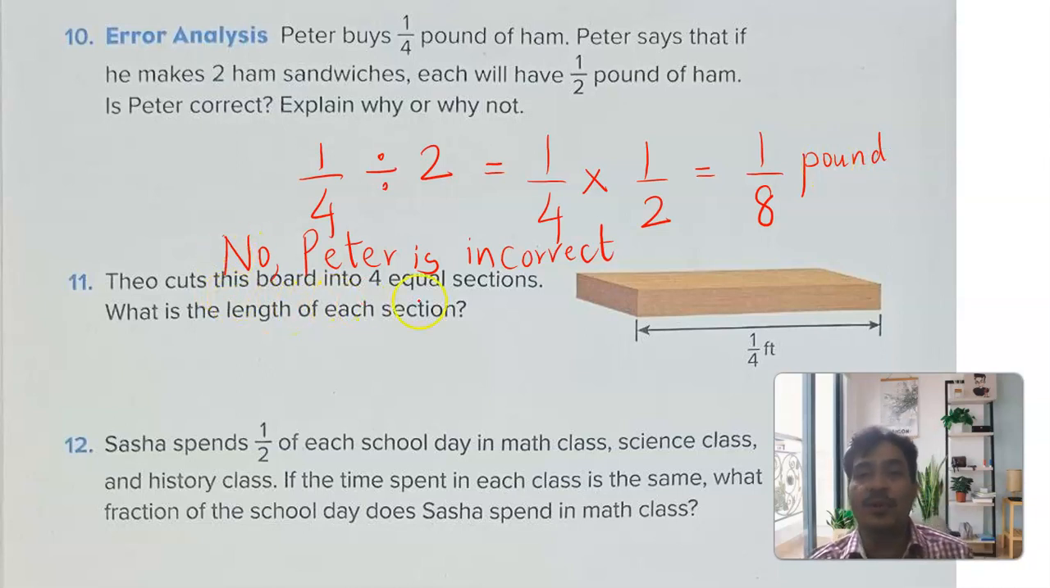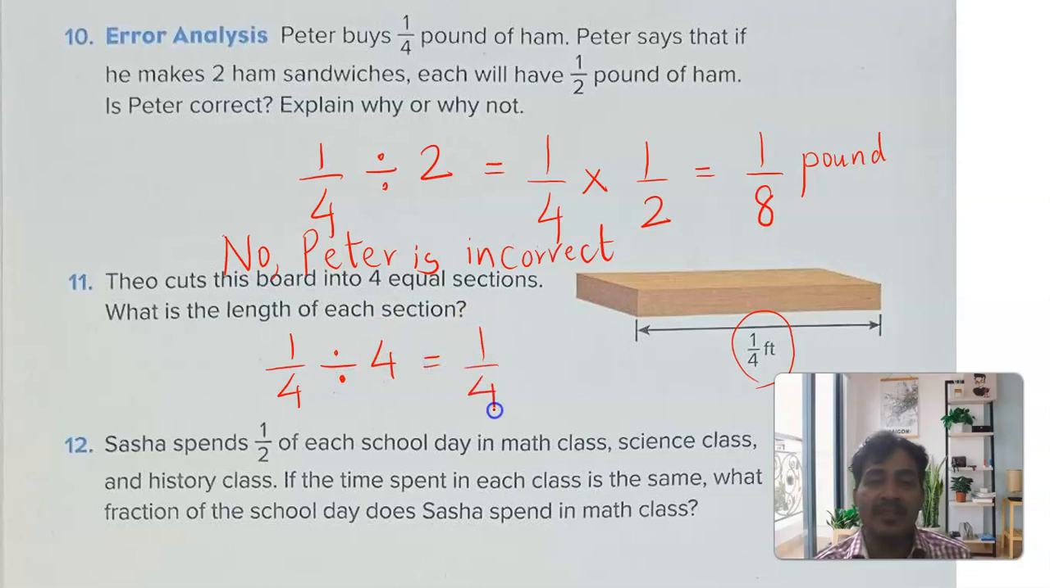Theo cuts this board into 4 equal sections. What is the length of each section? So when you cut this board, the board is 1/4 feet. 1/4 feet of board, we are going to divide it into 4 equal parts.